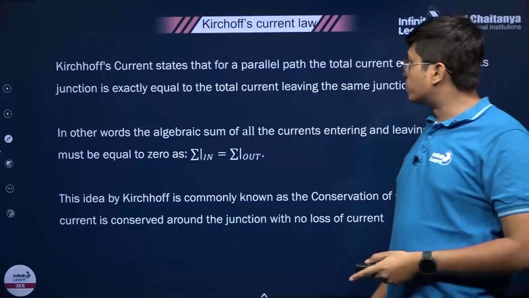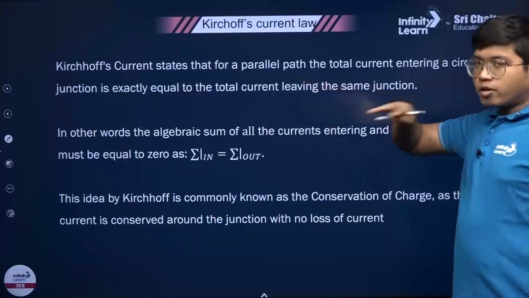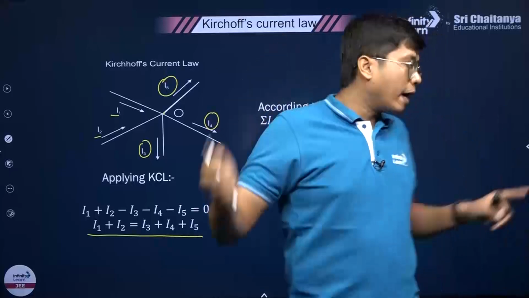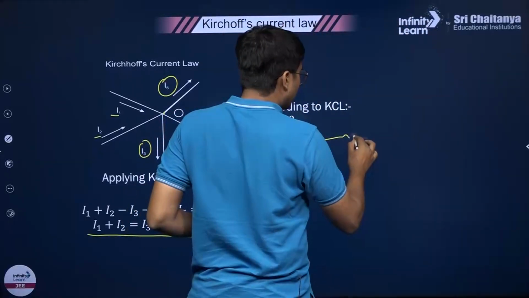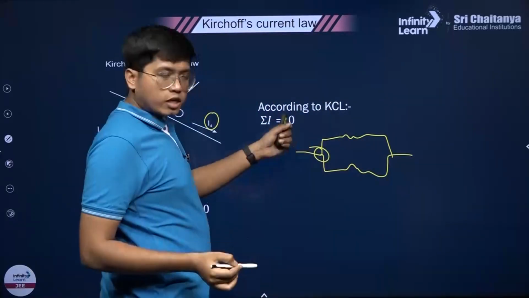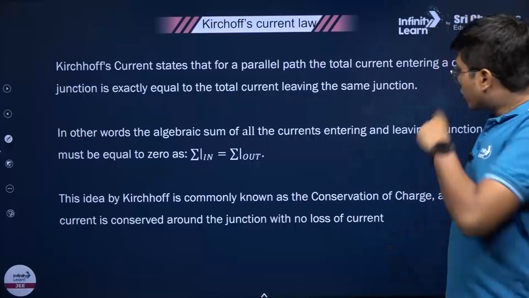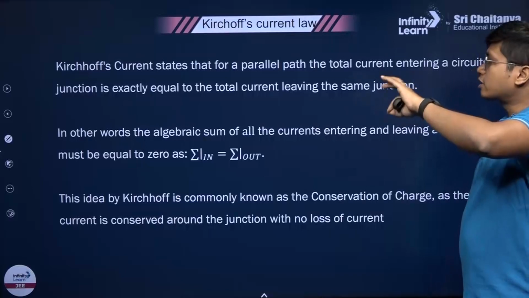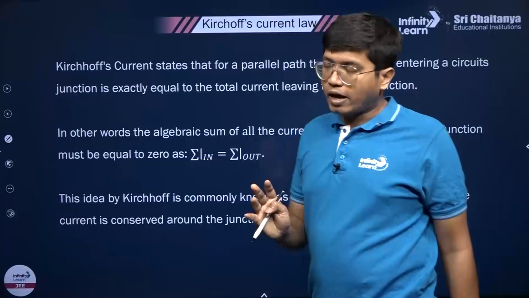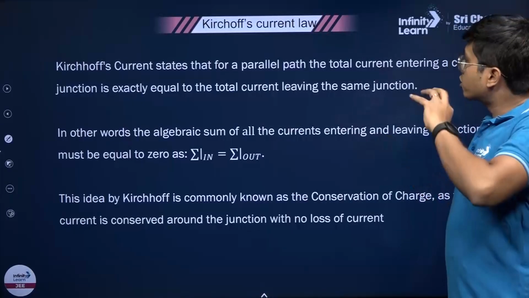Occasionally, you will not have complete loops. So over here, Kirchhoff's current law states that for a parallel path, parallel does not mean the lines have to be parallel. It just means that whenever you have branching, you're effectively having parallel combinations. So if you have two resistances here, this is a junction. So a junction generally appears in a parallel circuit. So for a parallel path, total current entering a circuit junction is equal to total current leaving it. Summation of I in is equal to summation of I out, and like I said, it comes from the conservation of charge. Alright, so we have done Kirchhoff's current law as well.